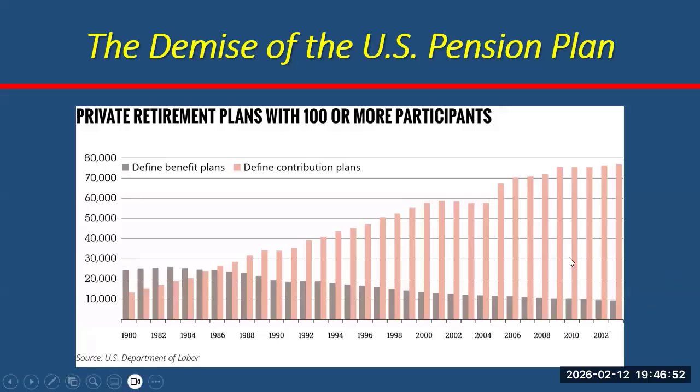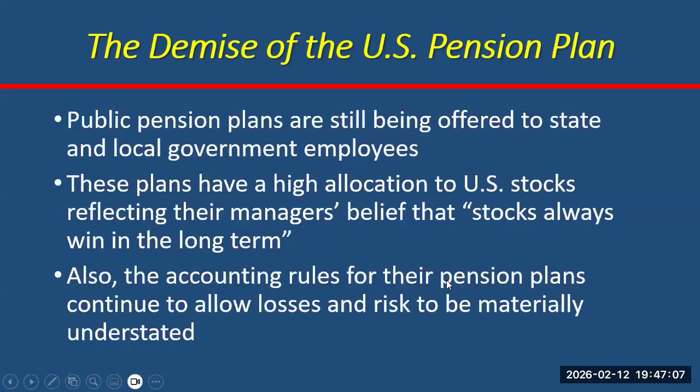How many of y'all think you're going to get a pension plan in your first job? It's not going to work. UTSA has a really nice 401k plan. I think a match of like 8% or something. When they shut down the pension plan, they increased the match in the 401k plan. So public pension plans are still being offered. These plans have a huge allocation to the stock market because their accounting rules allow them to mask that, and they have this belief in the stock market for the long term.